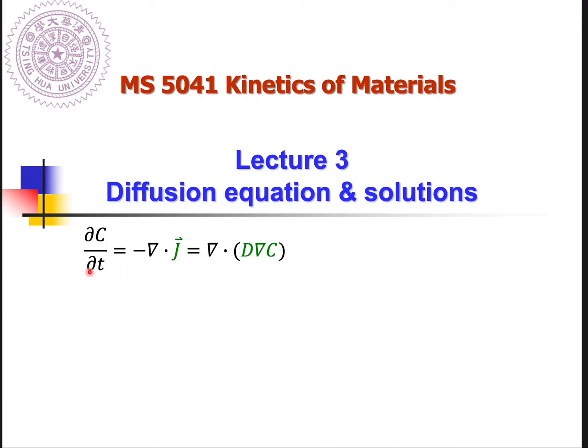So the reason we want to have a diffusion equation and solve it is because the flux is not easy to measure, but it is easy to measure the concentration of the diffusing atoms. So as long as you solve this diffusion equation, you can get C as a function of location x and time t, right? So that's why we need to know how to solve it and get the corresponding solutions.